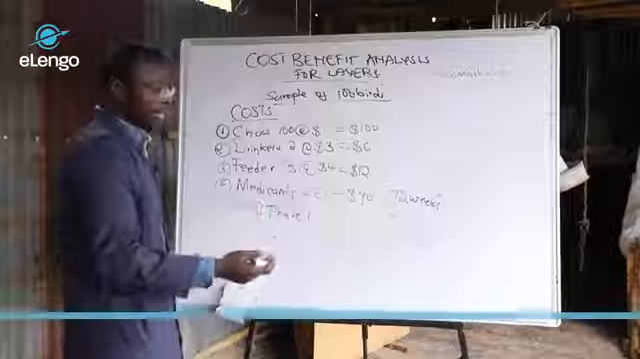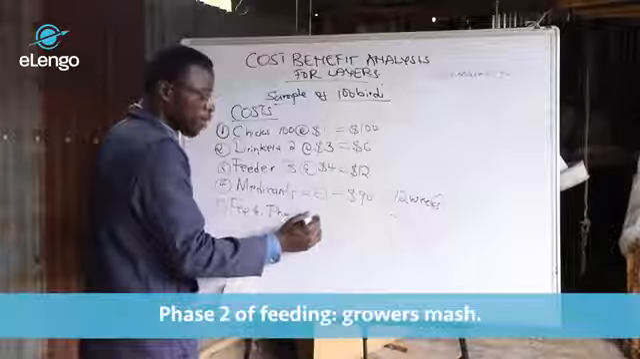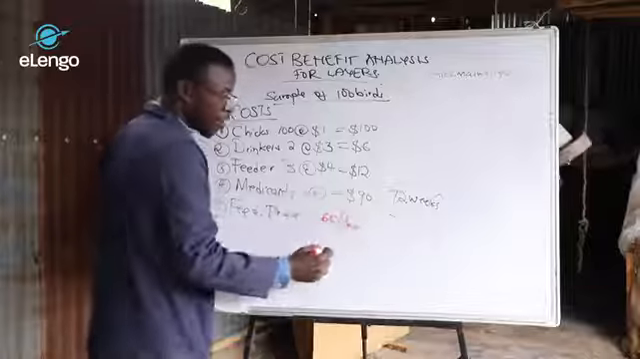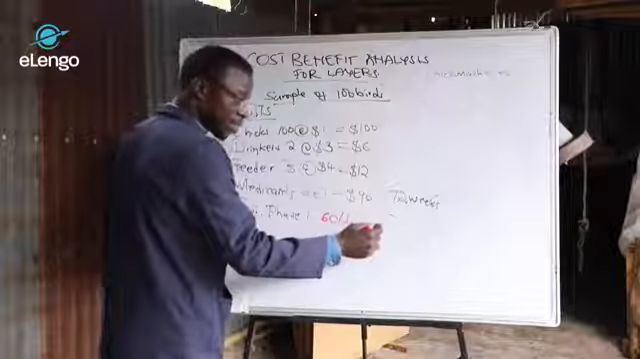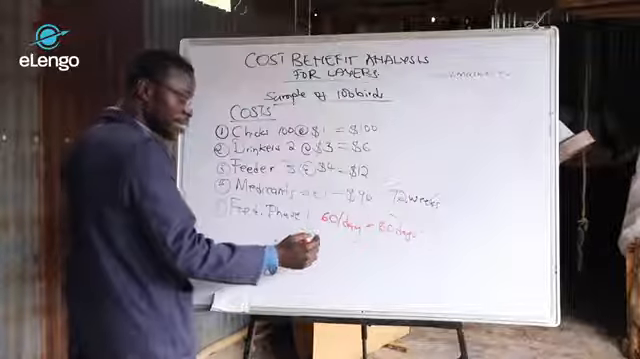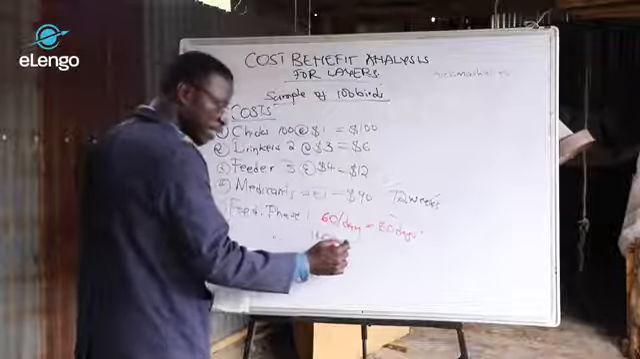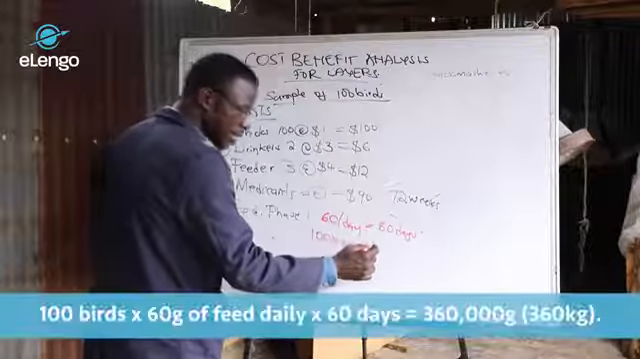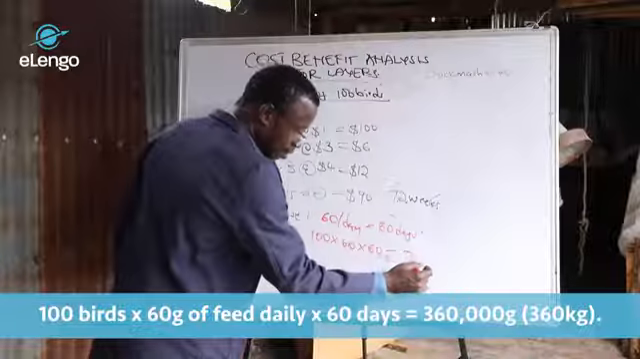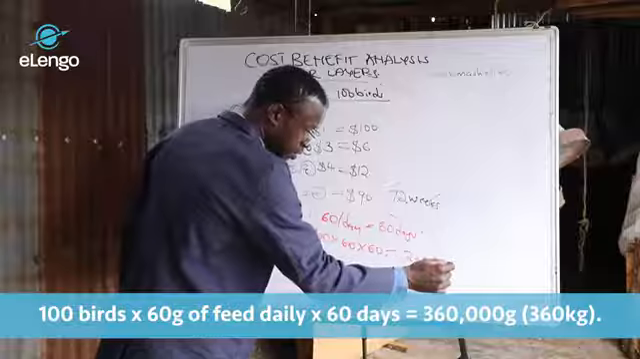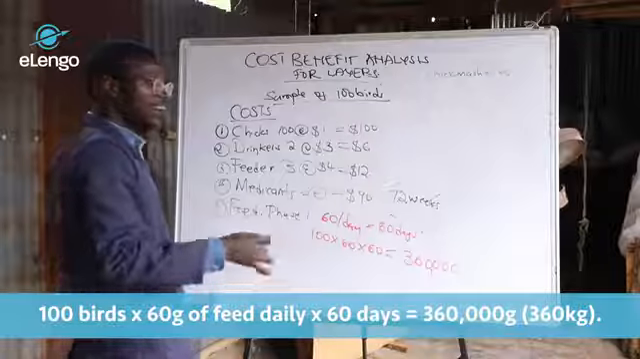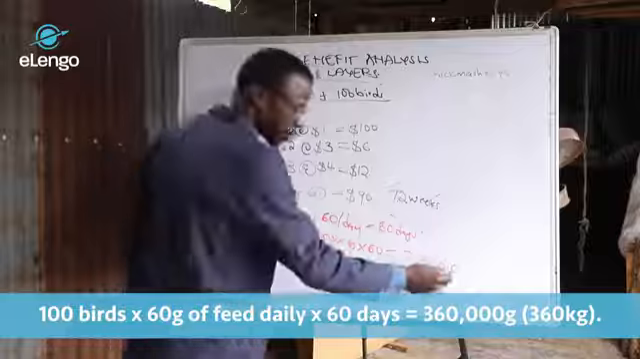Phase 2 is growers. One chicken will feed on an average of 60 grams per day for a period of 2 months, which is 60 days. Therefore, we say for 100 birds, it will be 100 times 60 grams times 60 days, which equals 360,000 grams. We then go ahead and convert into kilos.